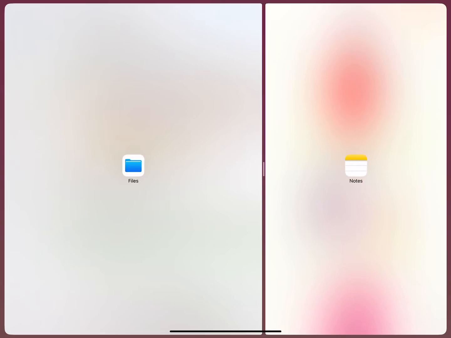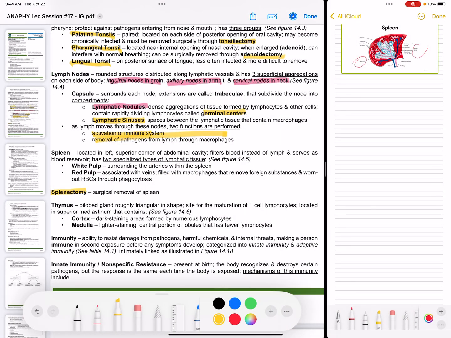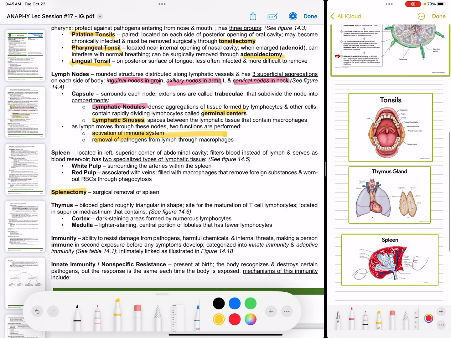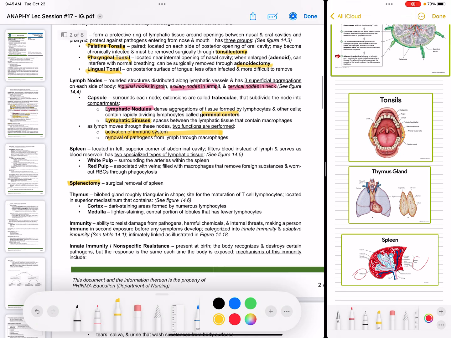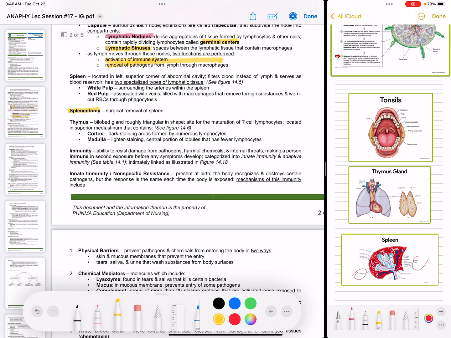So, sa aton module, may kita, ang aton nga thymus is located in the superior mediastinum that contains cortex and medulla. The cortex is the dark staining area formed by numerous lymphocytes, and the medulla is the lighter staining, central portion of lobules that has fewer lymphocytes. Okay? So, muna sila ang other lymphoid organs, ang tonsils, thymus, and spleen.